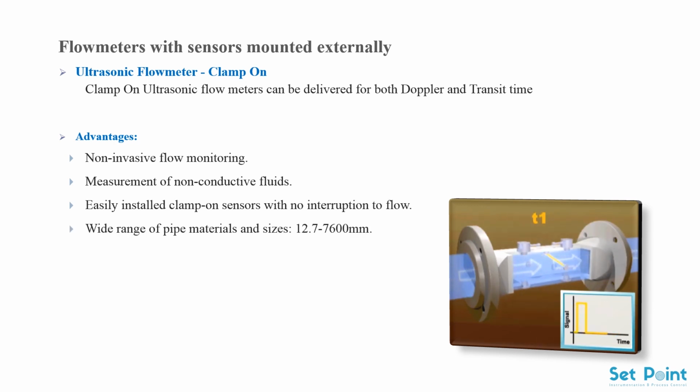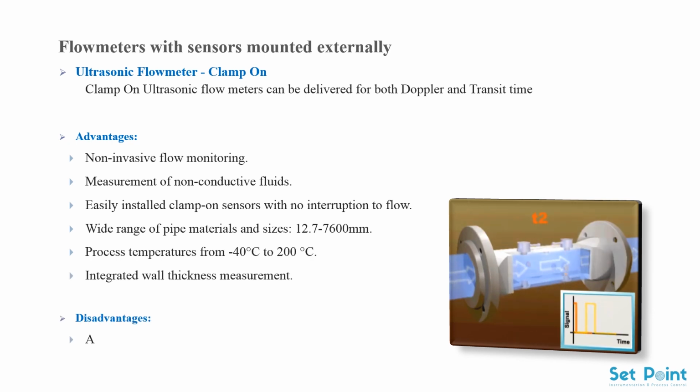Wide range of pipe materials and sizes, 12.7 to 7,600 mm. Process temperatures from -40 degrees Celsius to 200 degrees Celsius. Integrated wall thickness measurement. Disadvantages. Accuracy is dependent on flow profile.